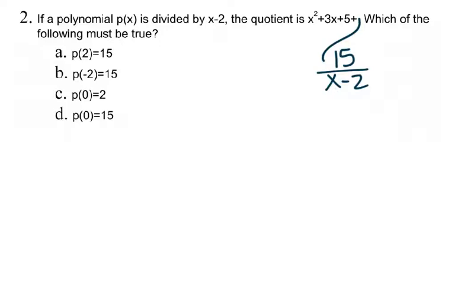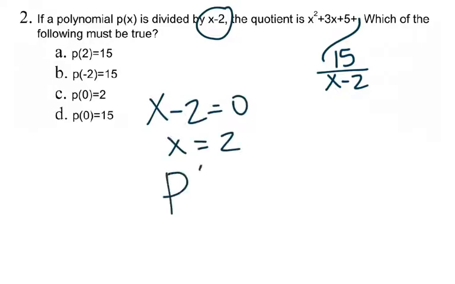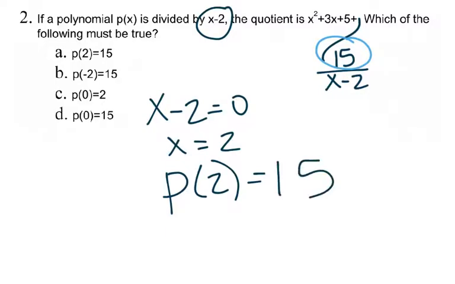Which of the following must be true? So what it's saying is, if I divided it by x minus 2, x equals 2. So if I had plugged in a 2, I would have gotten the remainder, but it's already right here. Remember, the remainder goes on top of what you're dividing by. So this is the correct answer.